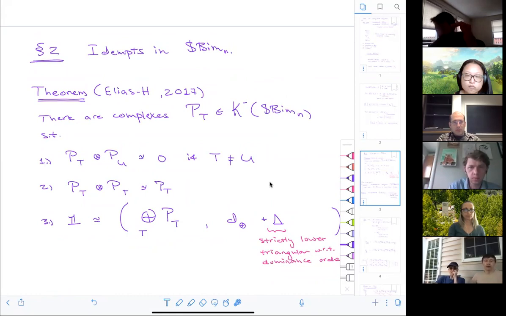I should say the Hecke algebra is a q-deformation of the symmetric group algebra, and the story is entirely similar to that of the symmetric group algebra. The primitive idempotents are indexed by standard tableaux. Central idempotents are parameterized by Young diagrams or partitions. And you again have this.